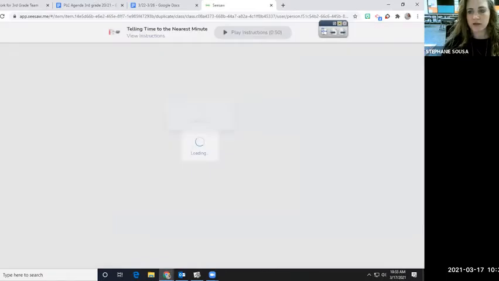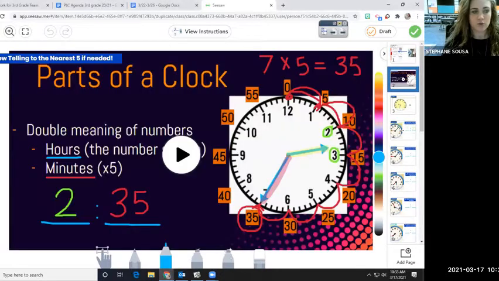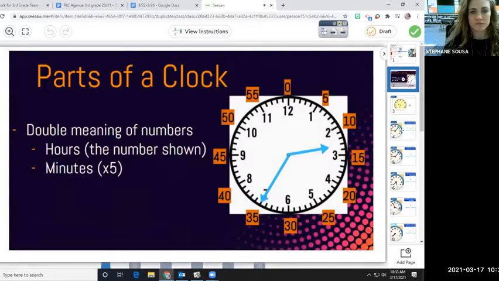The first slide that you will see is our success criteria slide. We can go ahead and skip over that because we just watched it together, and we'll move on to slide 2, okay? These are the parts of a clock. Let's quickly review these because it's been a few days due to iRead. Let's do an example together, talking about these double meanings of numbers on the face of a clock.